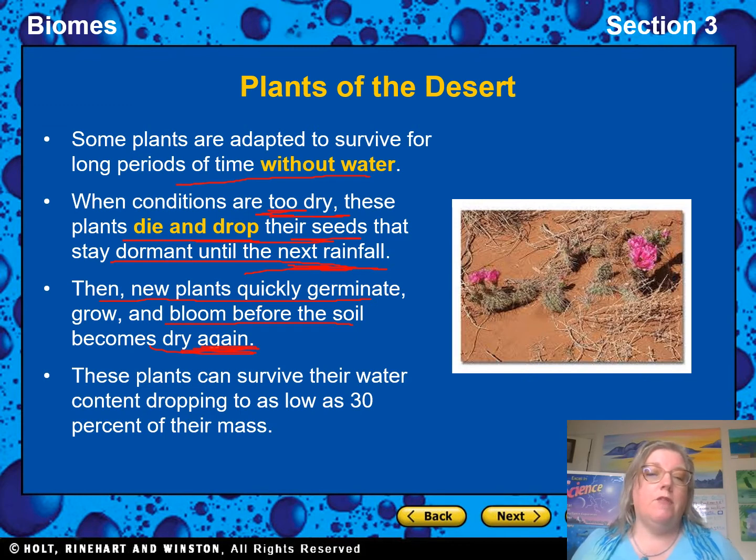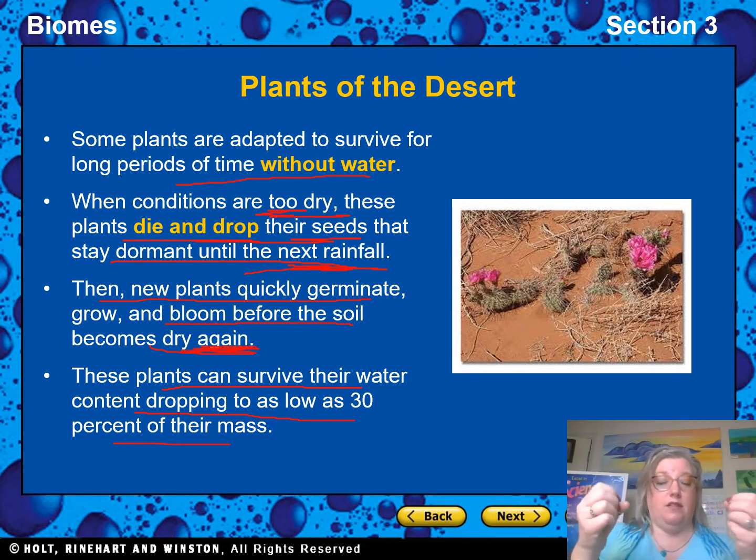So some of the photographers try to time their visits to the desert for right after a rainfall because it's so beautiful. But then the plants can survive their water content dropping as low as 30% of their mass. There are some cactuses that you can actually watch shrivel over the days as they run out of water, and then after a rain, they'll swell back up again. So some of the cactuses will actually, the sides of them look like accordions, okay, as they're using their water or trying to live without it.